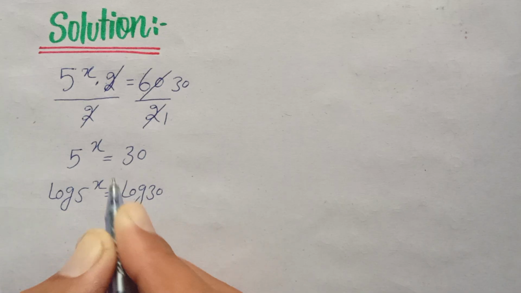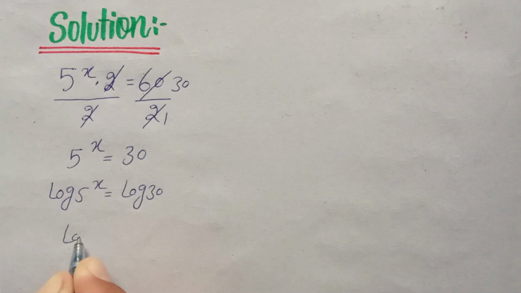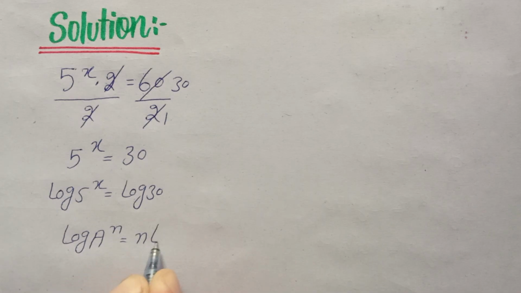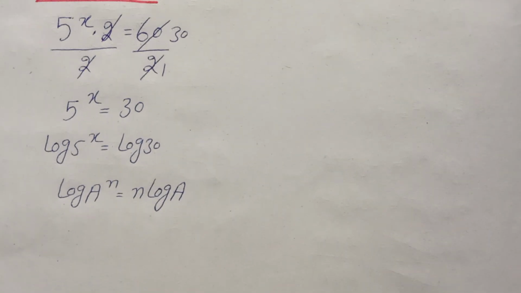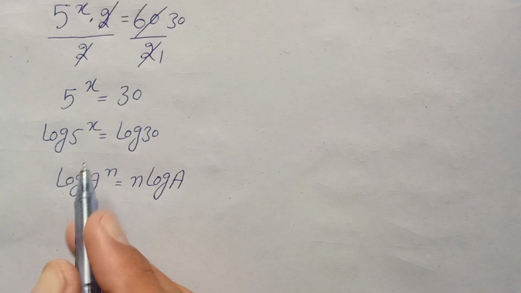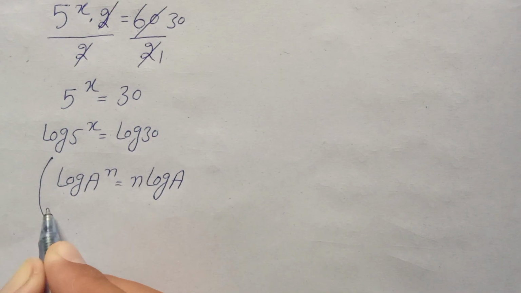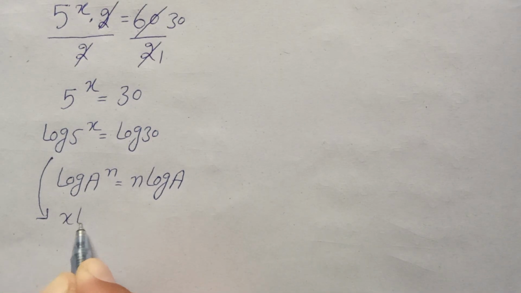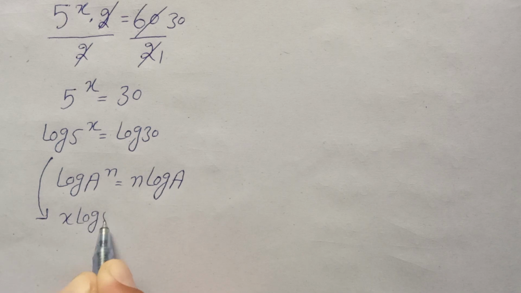Now we can write this in this form: log a to the power of n is equal to n log a. Now in the next step we can apply this formula on this step, so it becomes x log 5 is equal to log 30.